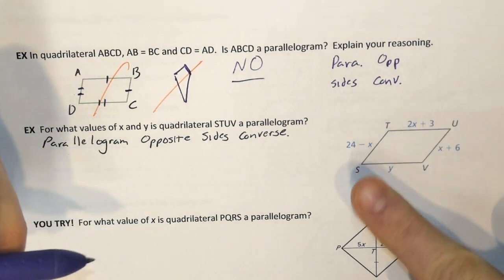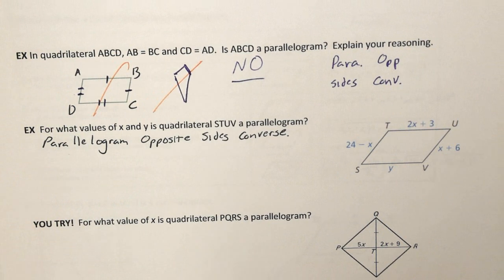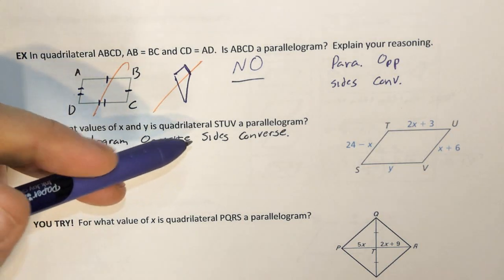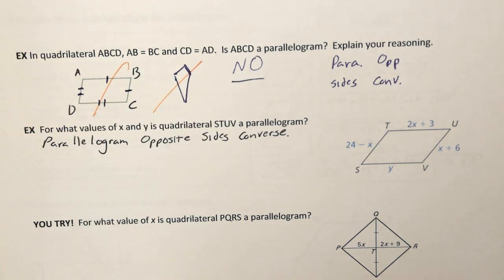If you take a look at the picture, you can already start to see a couple of their algebra expressions popping up here, so these ones are always great. So this one says, for what value of x and y is the quadrilateral STUV a parallelogram? So STUV is already labeled for us, which is great, and it certainly looks like a parallelogram, but we need to see if we can set some values for x and y that will make sure that is true.